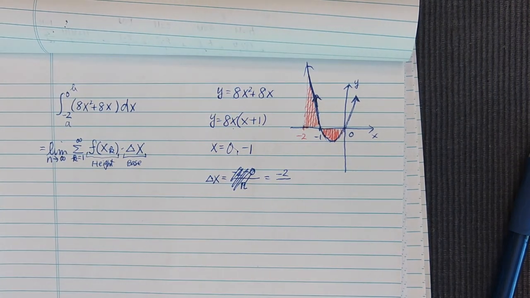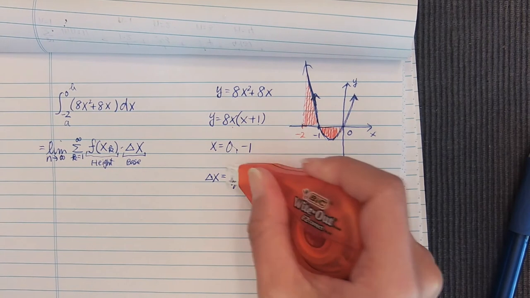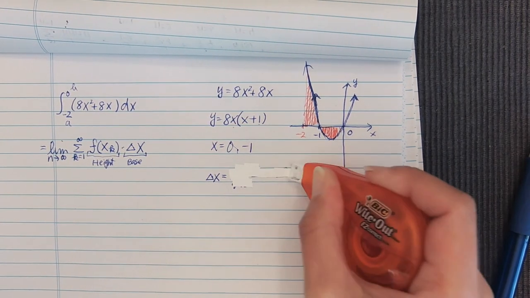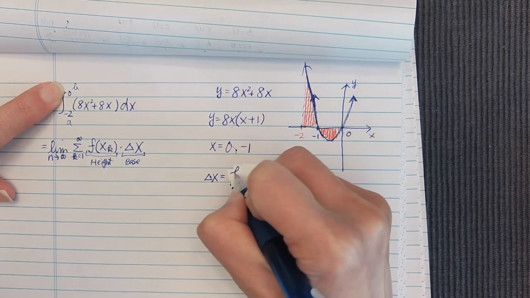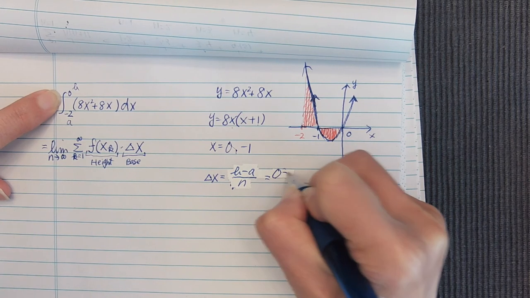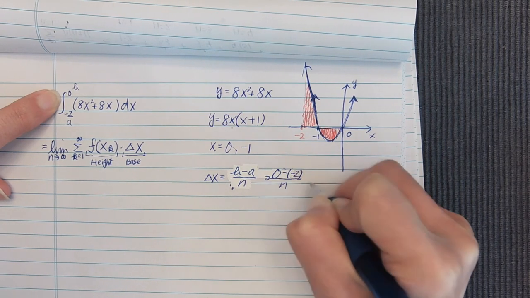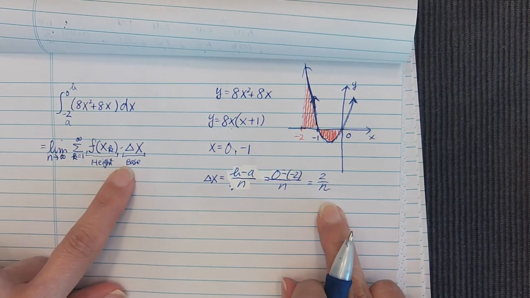Okay, so let me erase it. Oh, I see, I found it. So here's a to b, so it's b minus a over n, right? So b is 0 minus -2 over n, so it's just 2 over n, okay? So I got the delta x part, it's done.